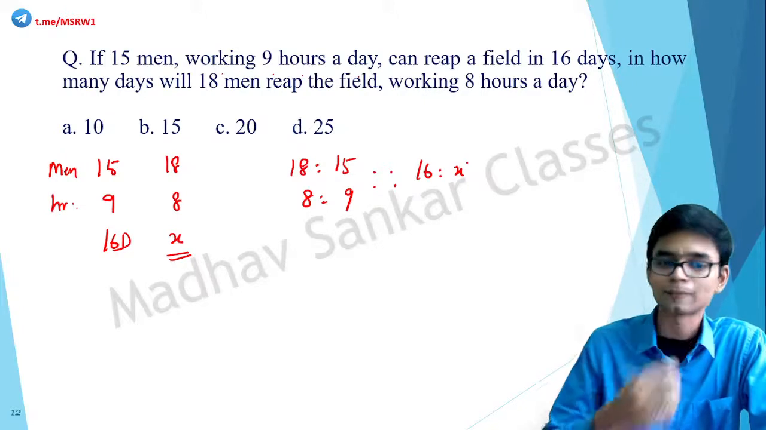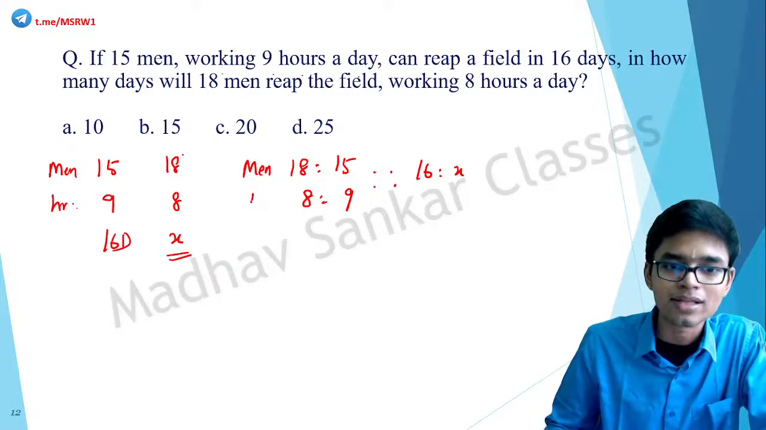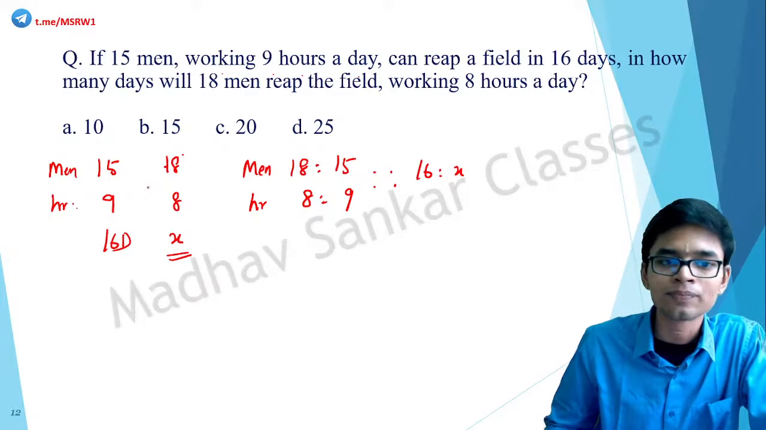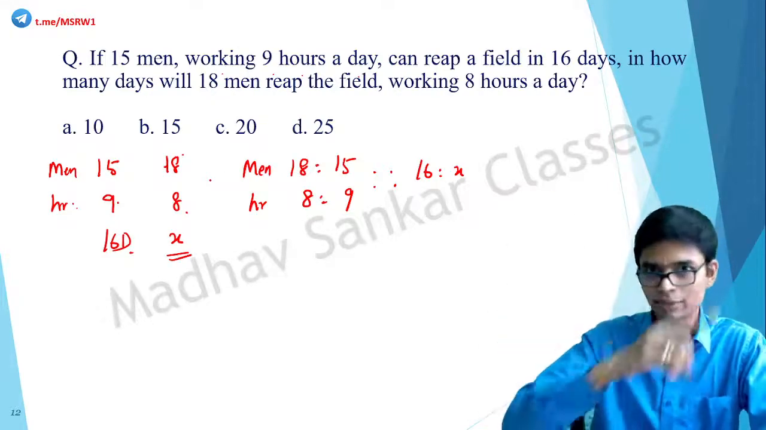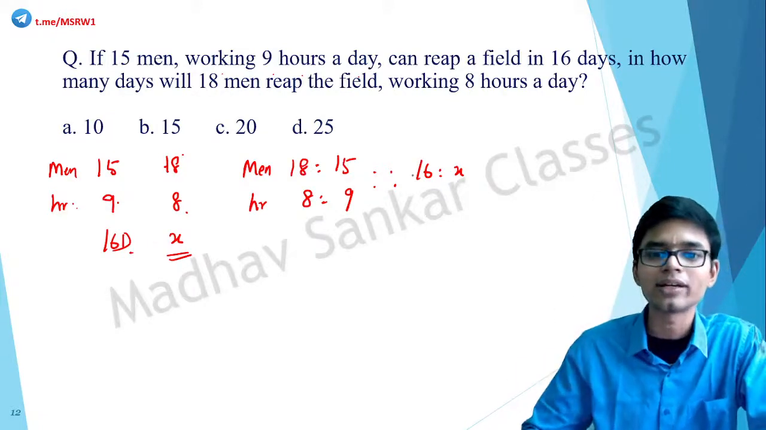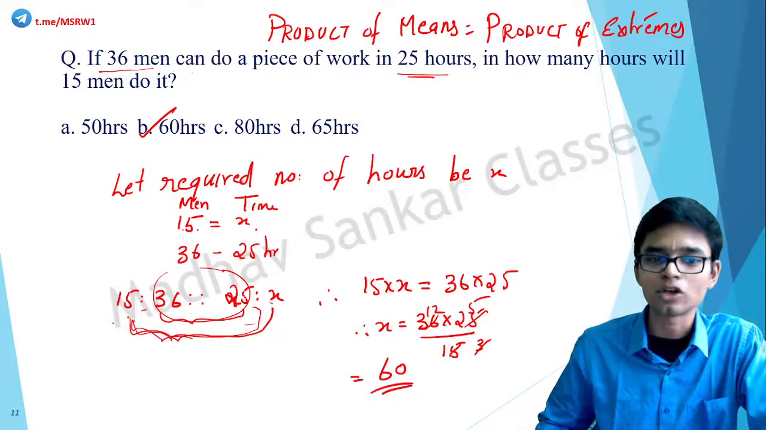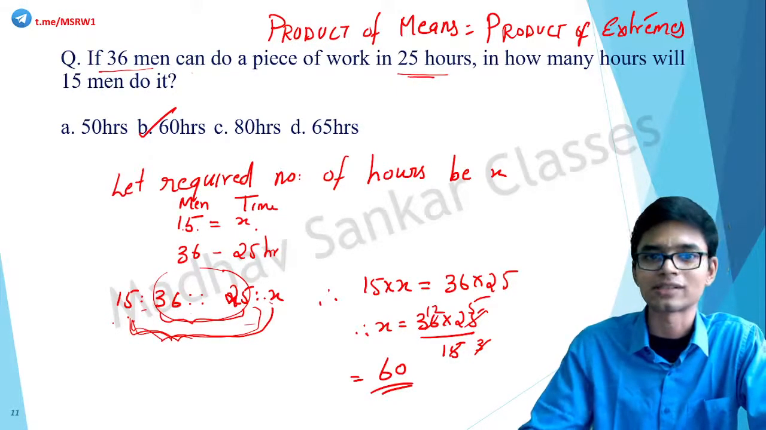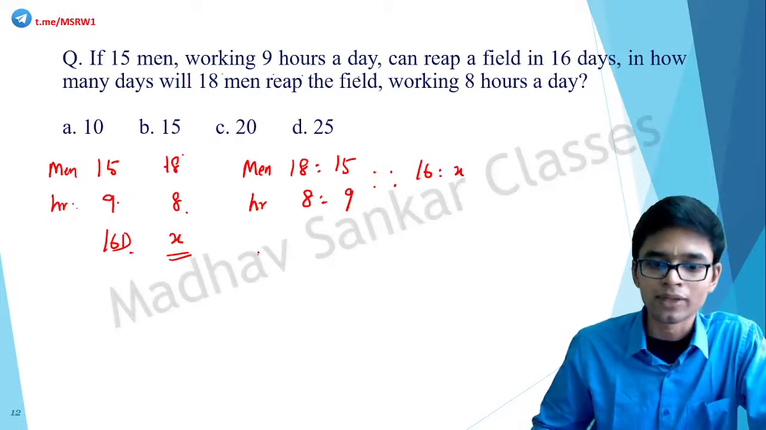Did you get this? 18 is to 15. Okay, so this is the men's ratio. This is number of men, and this is hours. So 18 is to 15, 8 is to 9, so 16 is to x, because we have to multiply the extremes and multiply the means, correct? So here the ratio will go the other way. That is why it is 16 is to x and not x is to 16. In the previous question also I said the same. It's not x is to 25, it is 25 is to x. Okay, so now simply solve.